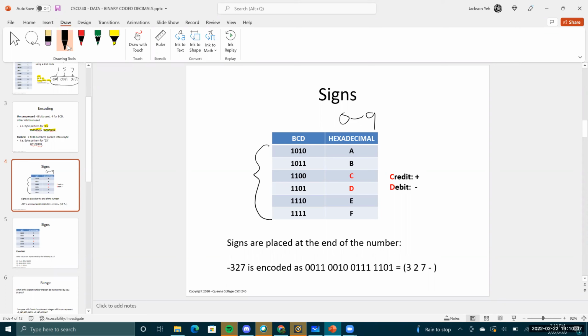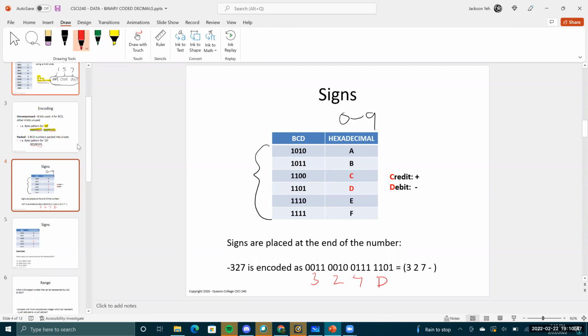Now, another difference with BCDs and one of the other encodings is that the sign isn't placed to the left, it's placed to the right at the end of the number. Notice this example: negative 327 is stored as 3, 2, 7, and 1101, which is D. That corresponds to the value negative 327. So very important is that the C and D are used for positive and negative, and they are placed at the end of the number, not at the beginning.